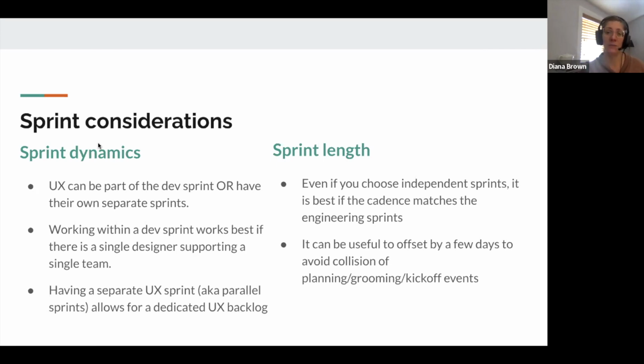Sprint length. Even if you choose to do independent sprints, the cadence has to match, which I mentioned before. And sometimes you may find if they start on a Tuesday, you start on the Thursday, just so that the planning, grooming, and stand-up and kickoff events don't collide, but more or less be the same cadence.